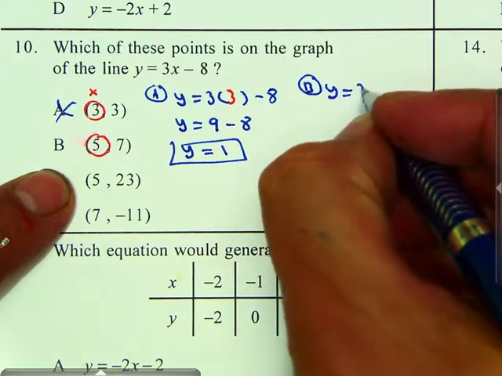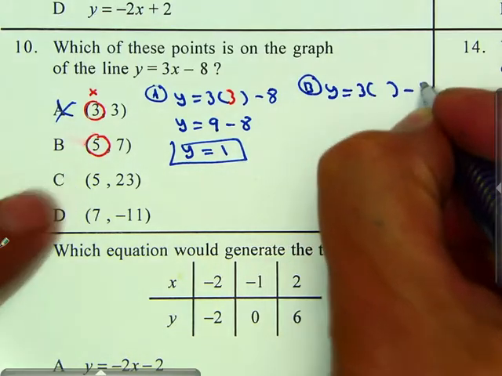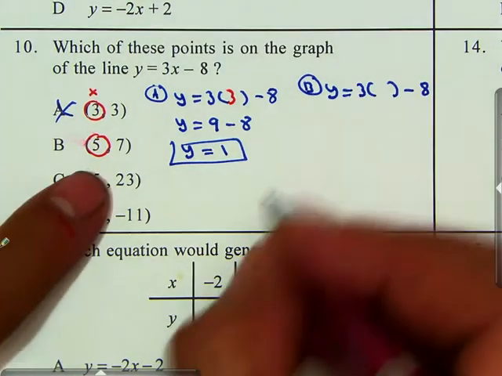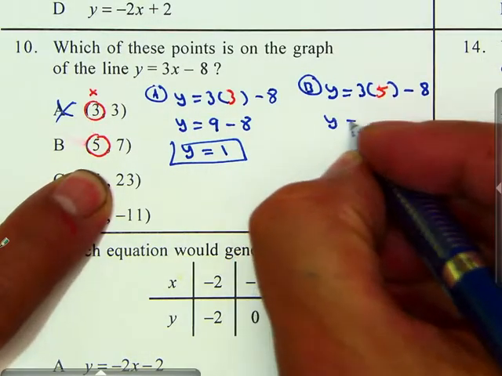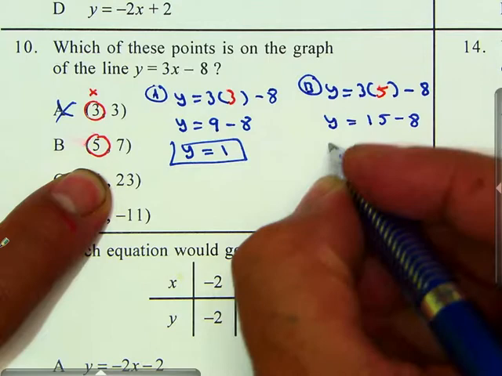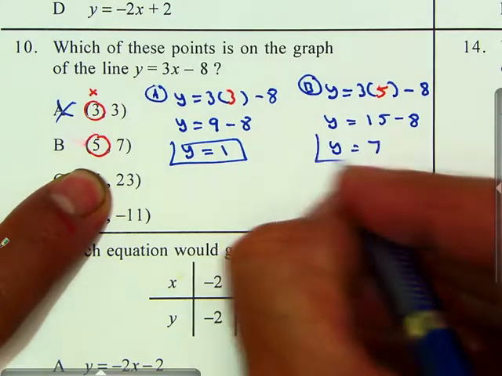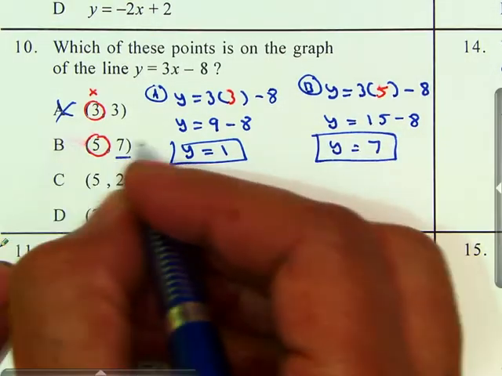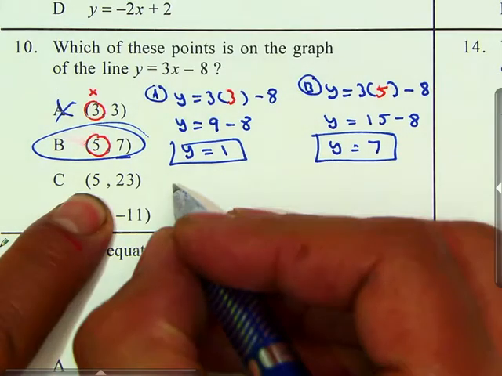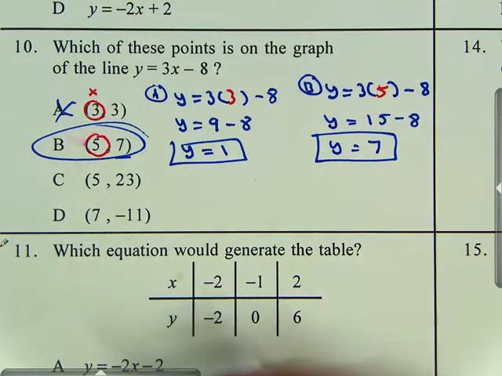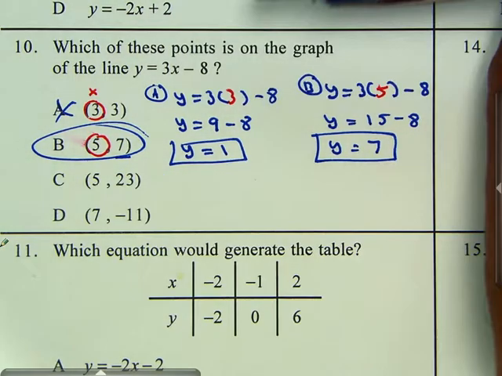y equals 3 times x minus 8. Instead of the x, I'm going to plug in a 5. y equals 15 minus 8. y is equal to 7. So therefore, B is on the line. And we can continue to check the other answers, but we found one that works, and that will be it.